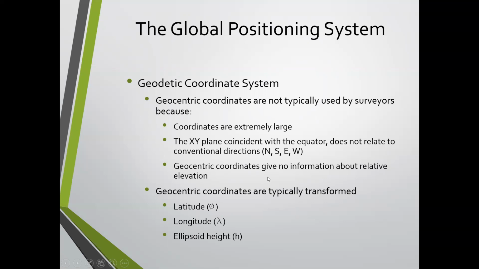And the geocentric coordinates give no information about relative elevation. For a geocentric coordinate, we get a latitude, a longitude, and an ellipsoid height. The ellipsoid height is very important, and that's the only elevation parameter that GPS actually gives us. So that's the distance above or below the ellipsoid at a certain value.